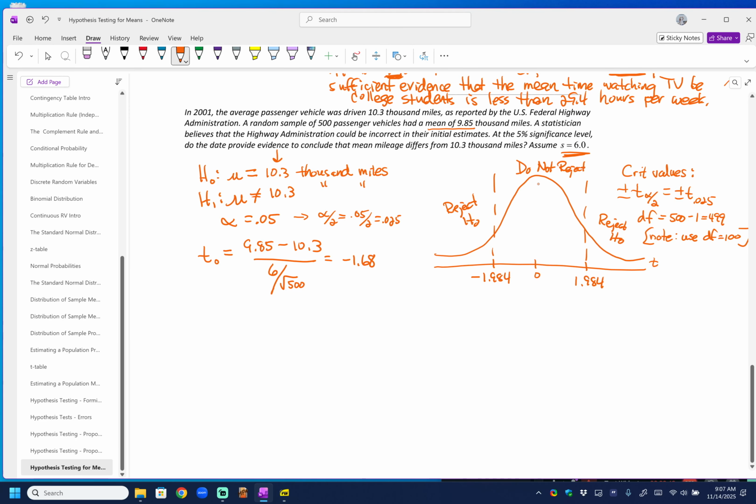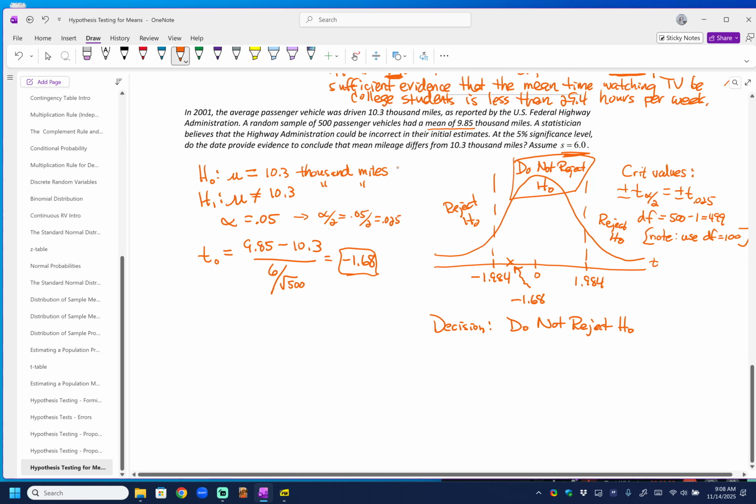We then take the negative 1.68 out of our back pockets. We place it on the number line of our t-distribution, and we get it located about right there. So you can clearly see that that is in the middle region. Therefore, our decision is going to be to not reject H0. Just remember, when you fail to reject H0, that means you're basically siding with the null hypothesis, and you're saying that the alternative is basically untrue.